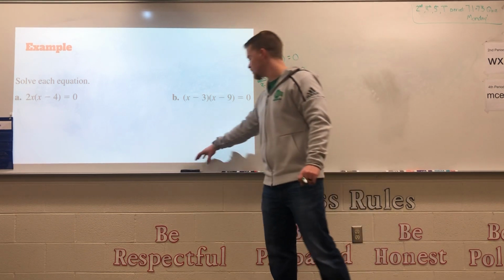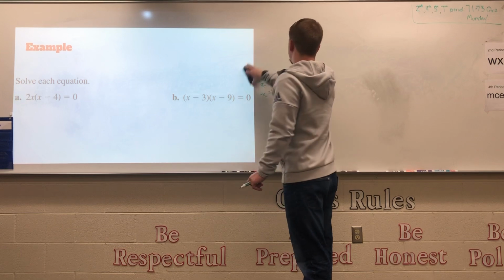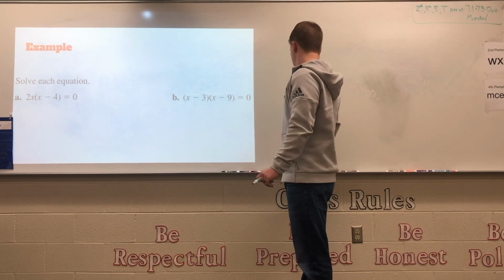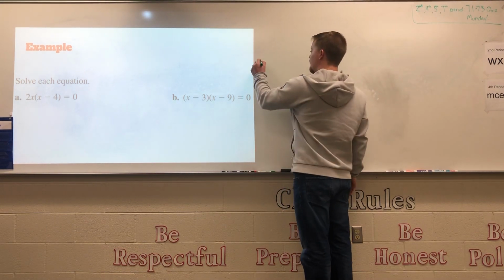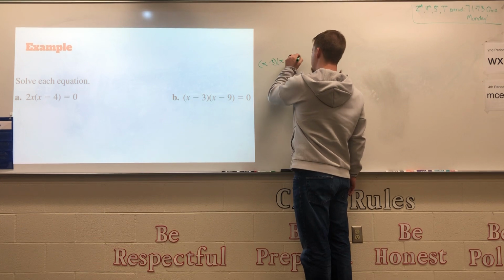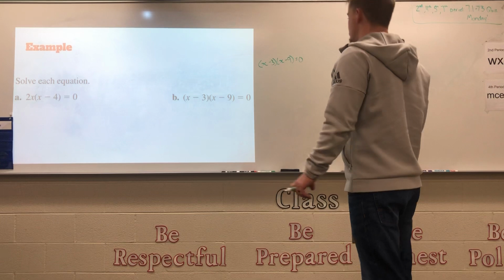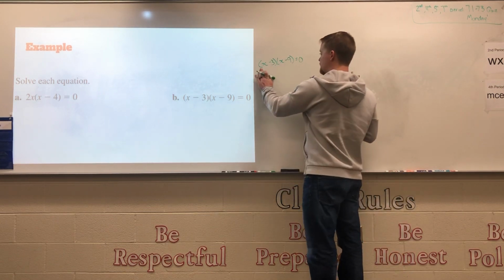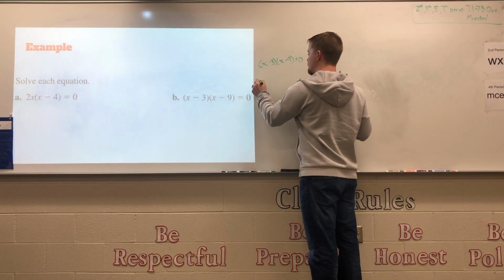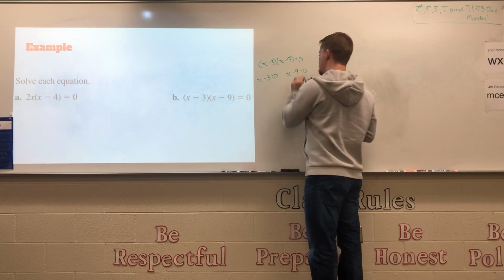So go ahead and try B on your own. Pause the video, see if you can do it. So if we attempted it, we have x minus 3, x minus 9 equals 0. So again, you're going to set each factor equal to 0 individually. So we have x minus 3 and x minus 9. So first equation will be x minus 3 equals 0. Next equation will be x minus 9 equals 0.